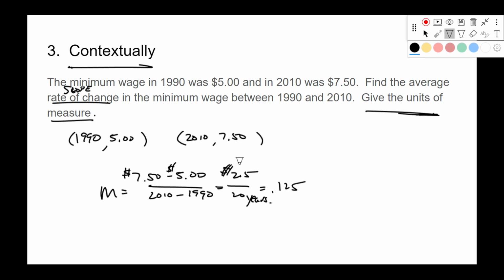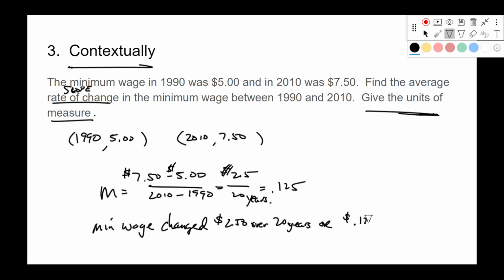It means the average rate of change here means that the minimum wage changed $2.50 over 20 years. Or we simplified this. We got 0.125. It changed by $0.125 per year, right? Because there's a 1 under here. You don't see it. We divided it out.